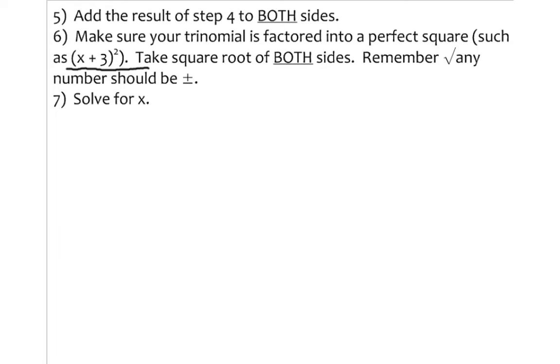Take your square root of both sides to get rid of the quantity squared. Don't forget the all-important plus or minus. And then finish by solving for x. So let's get ourselves to an example so you can see how the process goes.